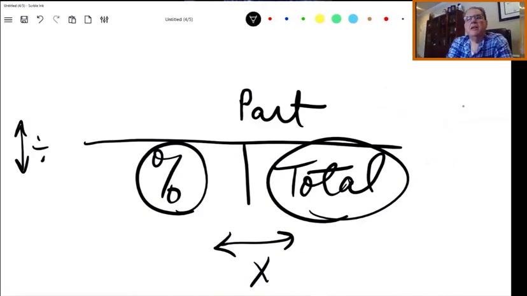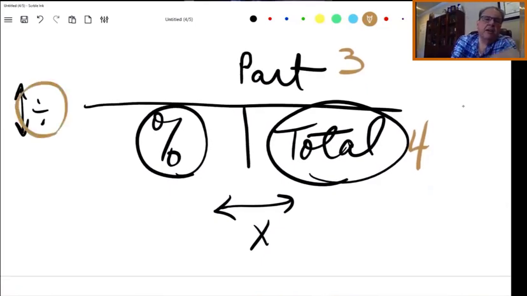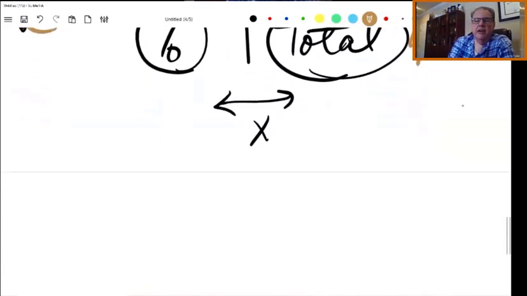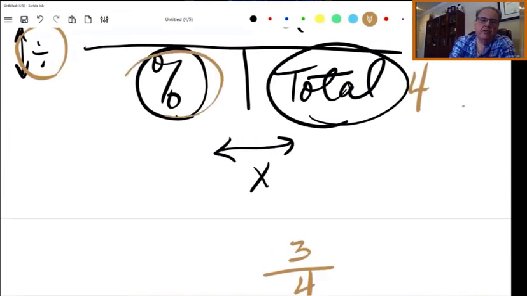So here's a happy little formula for you. Dr. Sam owns 4 rental houses. The total he owns is 4. He sold 3. The part he sold is 3. What percentage did he sell? If you're going up and down, you're dividing. So it's 3 divided by 4. It's a fraction, isn't it? 3/4. 3 divided by 4 is going to give me the percentage.